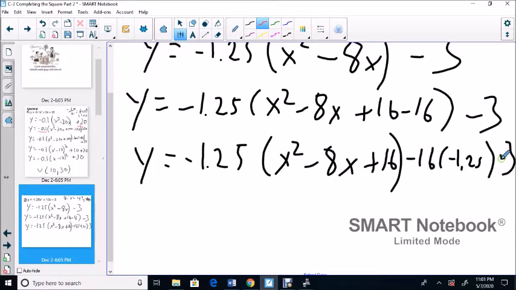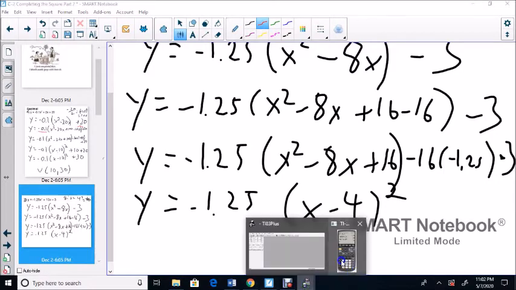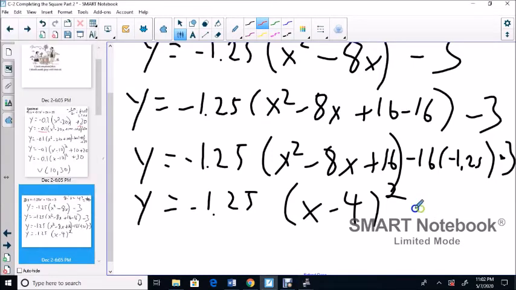So I'll squeeze that in. Then y equals negative 1.25. This you can figure out. It's x minus 4 squared. So it's half of that, or square root of that, and the sign in the middle. Minus 16 times negative 1.25. Let's go to my calculator. Minus 16 times negative 1.25. Positive 20.